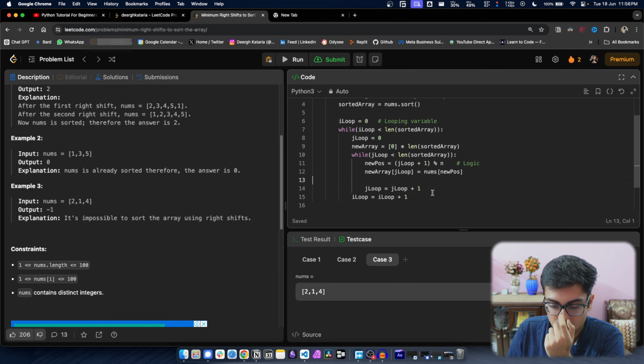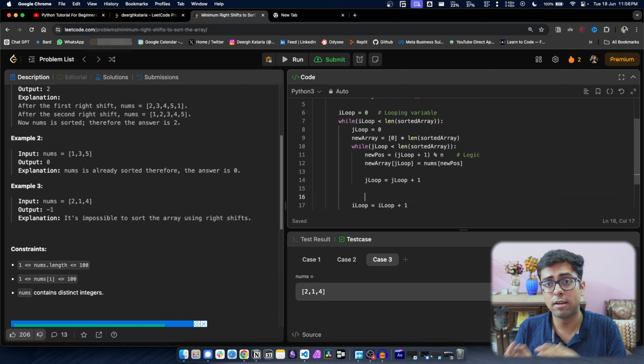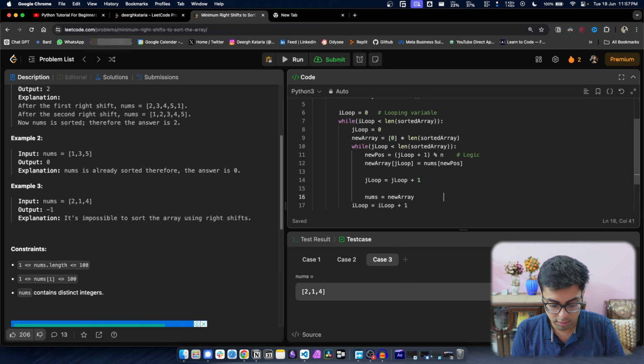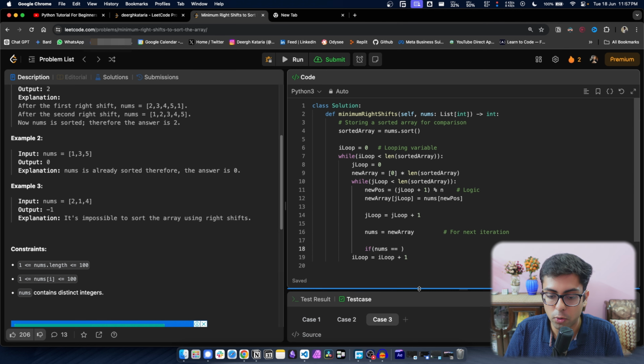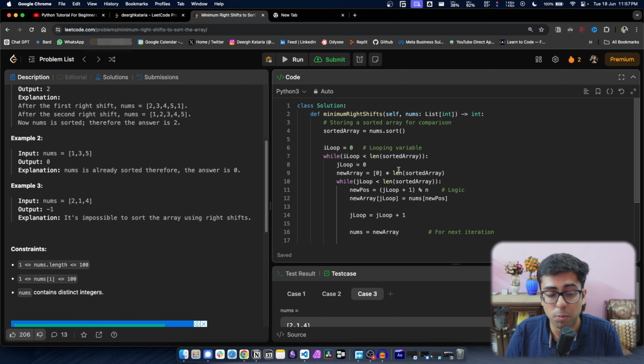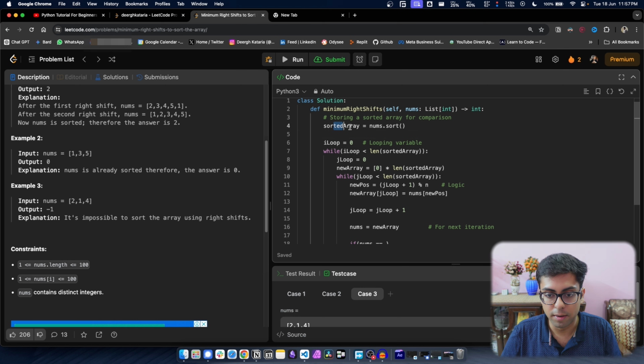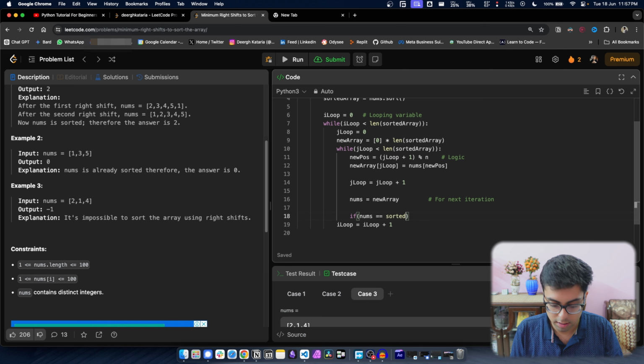And the next thing is, we would want in every single iteration, nums should be equal to new array. Why should nums be equal to new array? Because when I change nums to new array, this should be nums for the next iteration. Then over here, we're going to make a comparison. If nums equal to, you can also slide these windows. I forgot to tell you about it. You can also change the windows how you want it to be. It's totally your choice. We want it to be like our sorted array. So if it's like the sorted array, then we're going to return count.